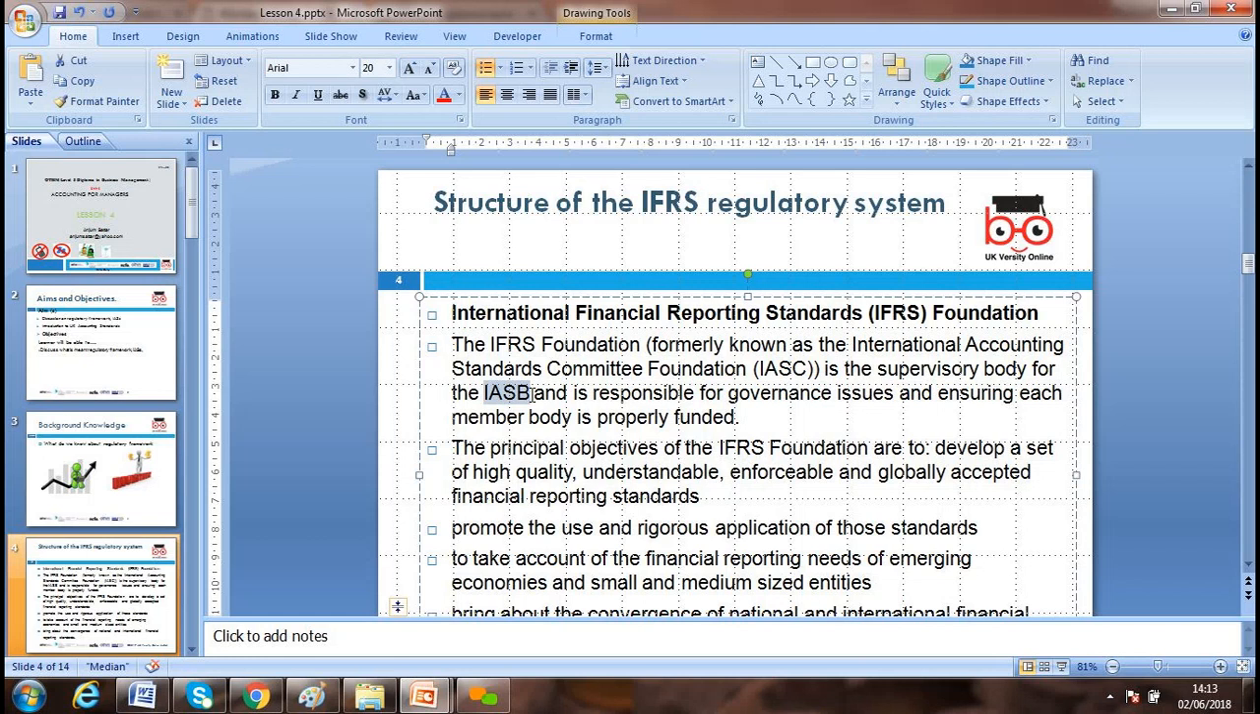So these are the four statements we prepare in accounts, and those are called financial statements. It is the IASB that sets the standard for how we can prepare them, and is responsible for governance issues and ensuring each member body is properly funded. The principal IFRS Foundation is called the International Financial Reporting Standards Foundation, to develop high quality, understandable, enforceable, globally acceptable accounting reporting standards. Does it make sense?